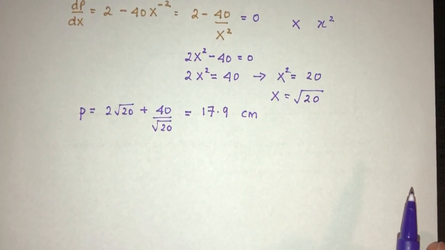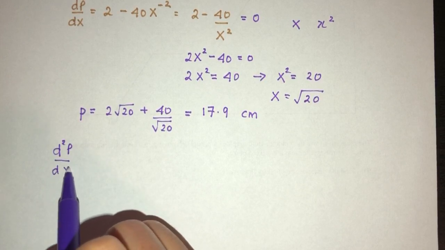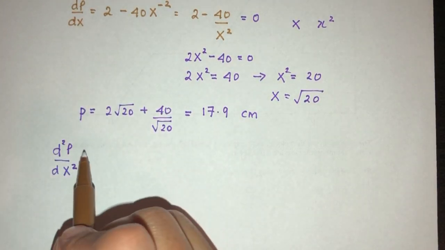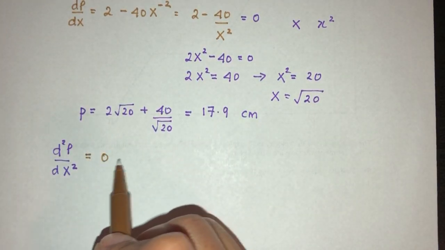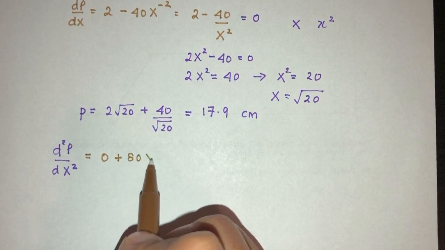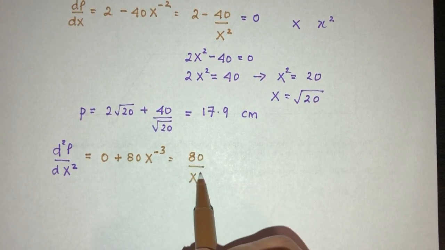We have to find d2p over dx2. So we have to use this one. That will be 0 minus times minus 2 becomes plus 80 x power 3. That will be 80 over x power 3.